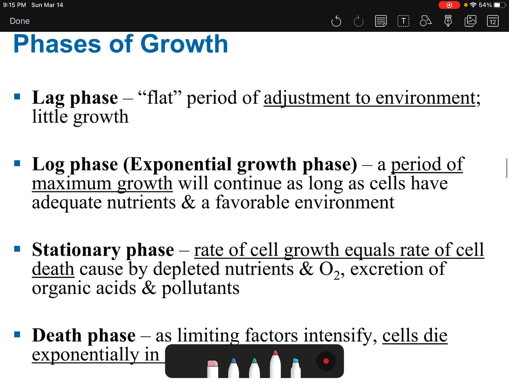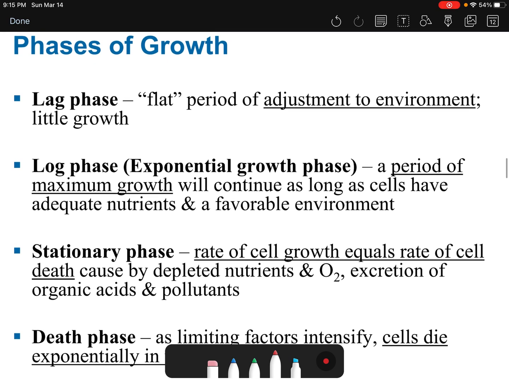There are 4 main phases of growth that we're going to look at when we look at a microbial growth curve. The first one is called the lag phase. It's basically a flat area right at the beginning of the growth curve. It's flat because at this point the bacteria are just adjusting to their environment, so there's very little growth. They're getting used to the temperature, the nutrients, all of that.